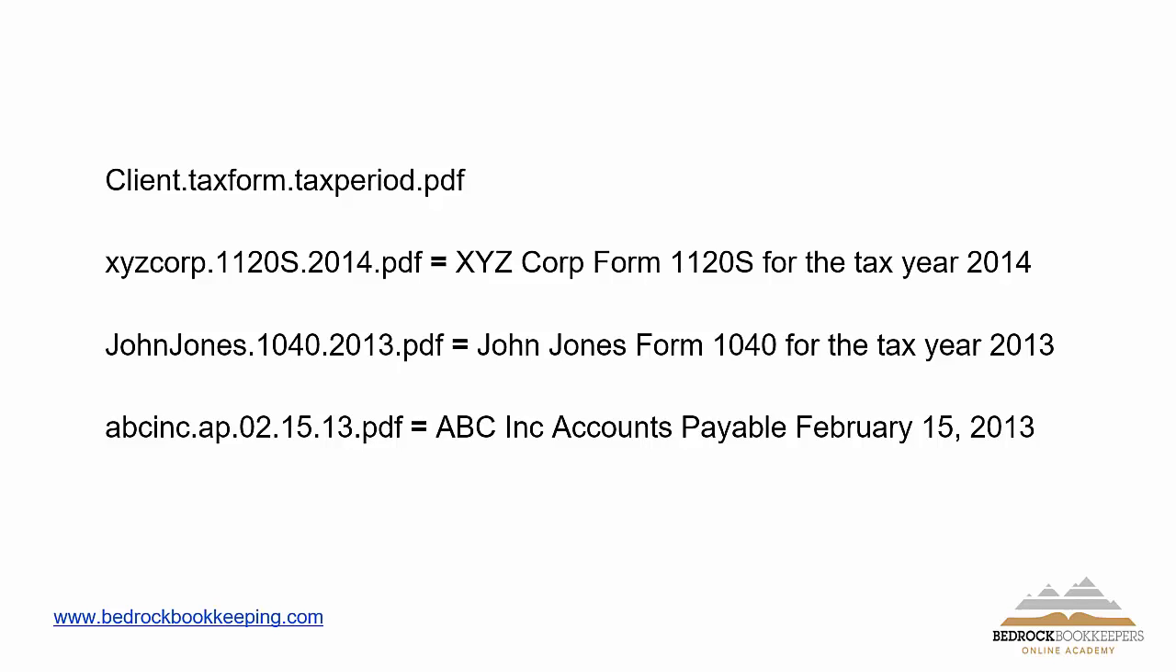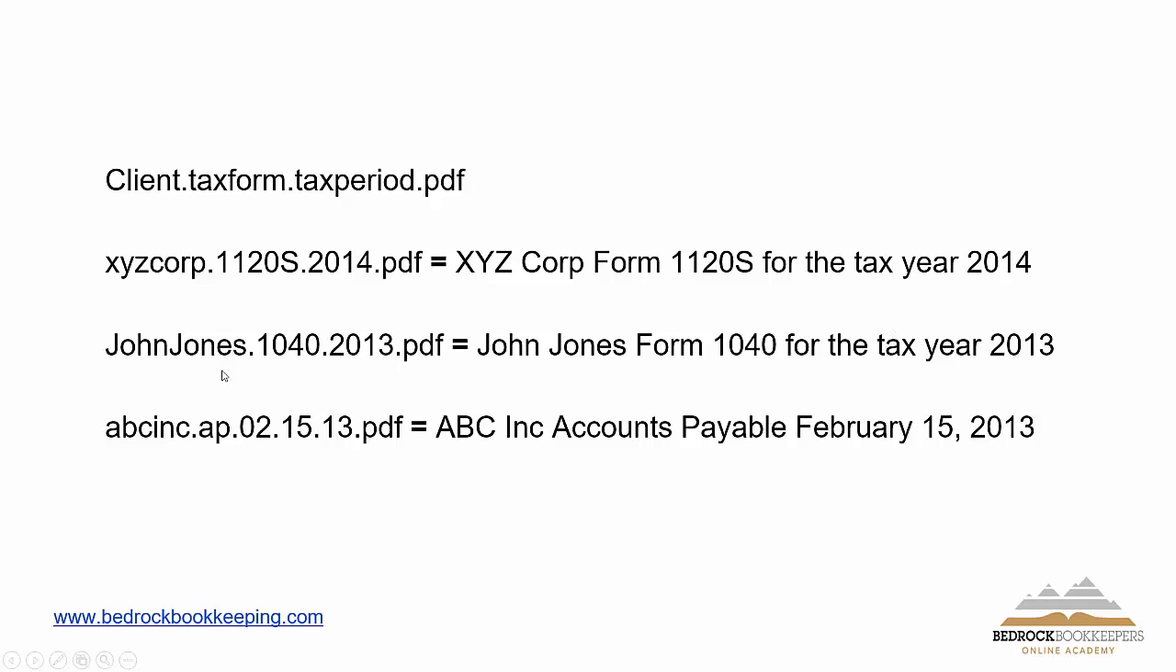So the way I name my tax forms is, the first part of it is the client. The second part is what tax form I'm saving, and the third part is what tax period. So in this example, this would be my client XYZ Corp. I put a dot in there to separate it, Form 1120S for 2014. And that equals, like I said, XYZ Corp, what form it is and what tax year.